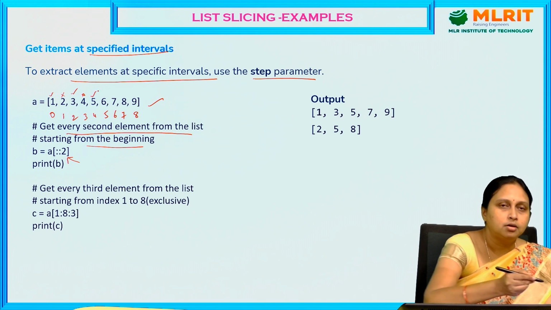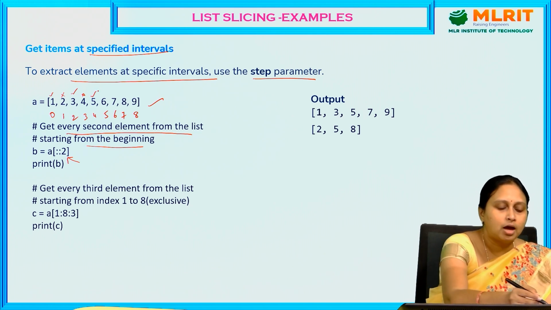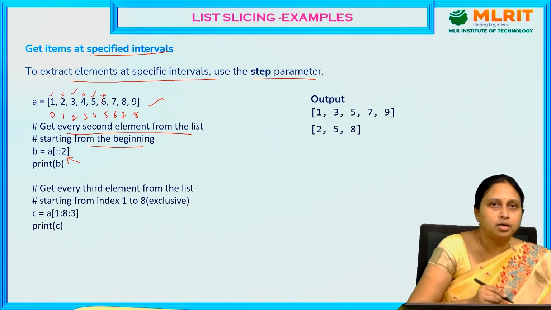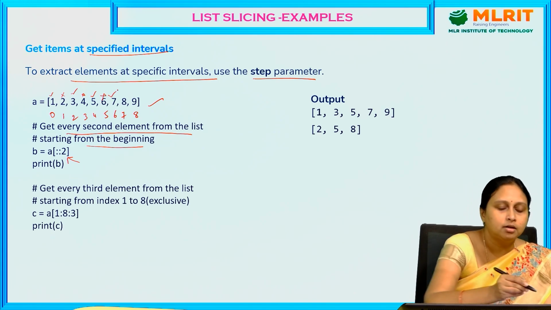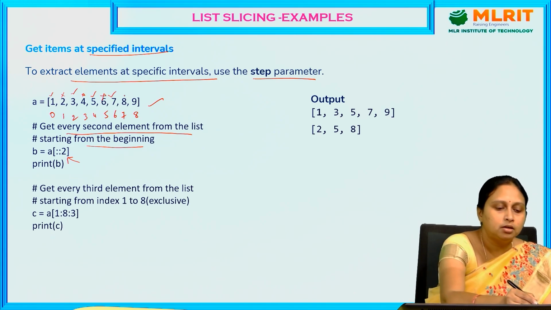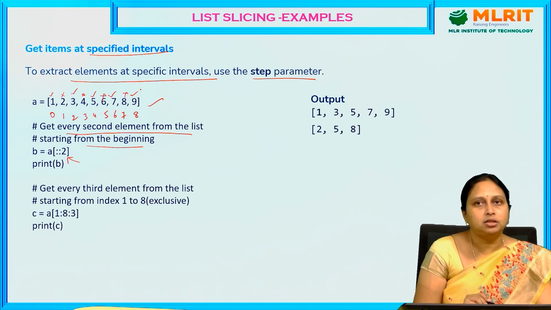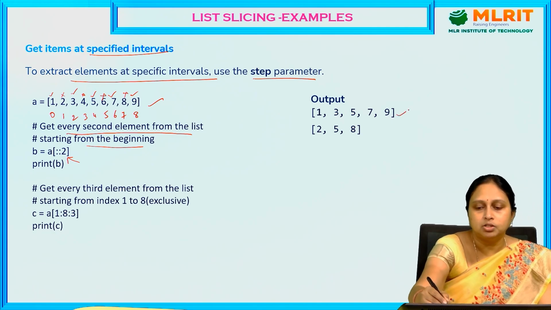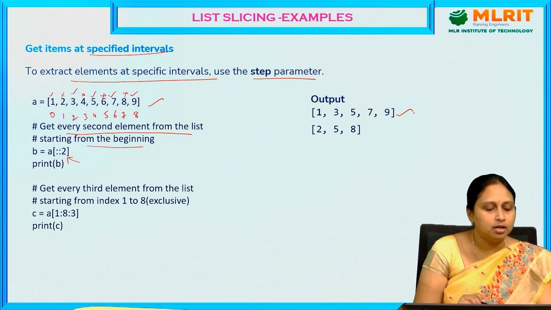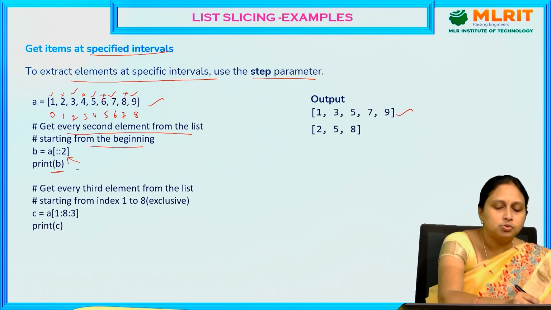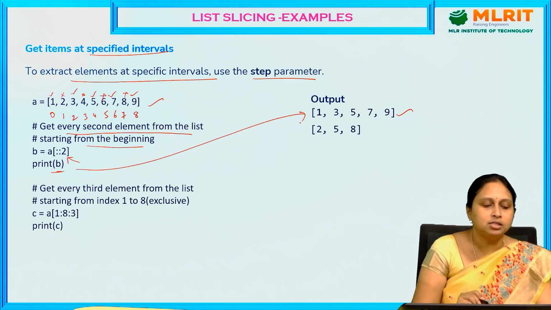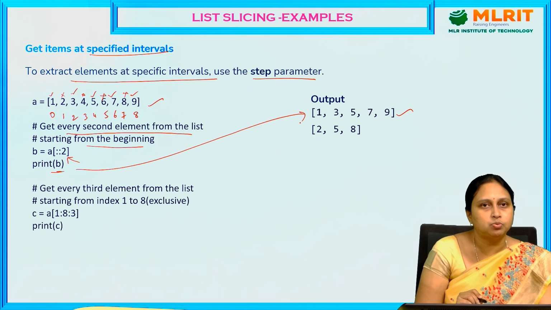Next, we are going to have step 2. Because of that, this will not be printed. Next, it will be printing 7. Next, it will be skipping 8 and it will be printing 9. Like this way, 1, 3, 5, 7, 9. These values will be printed, right? And if I am going to print it, these values will be printed. Every second element from the list will be printed.